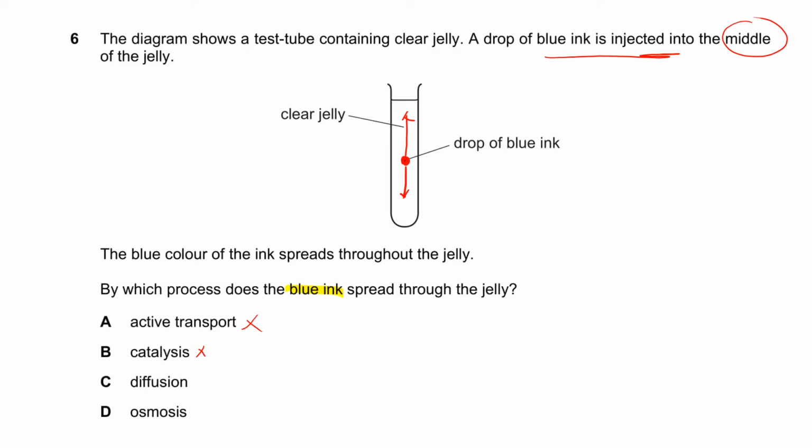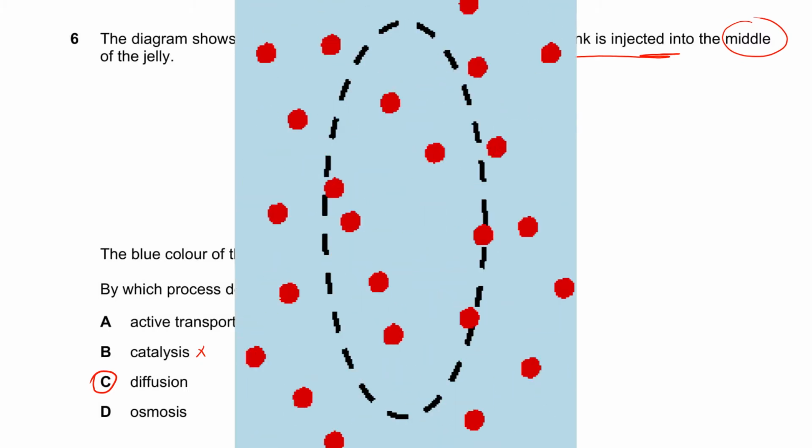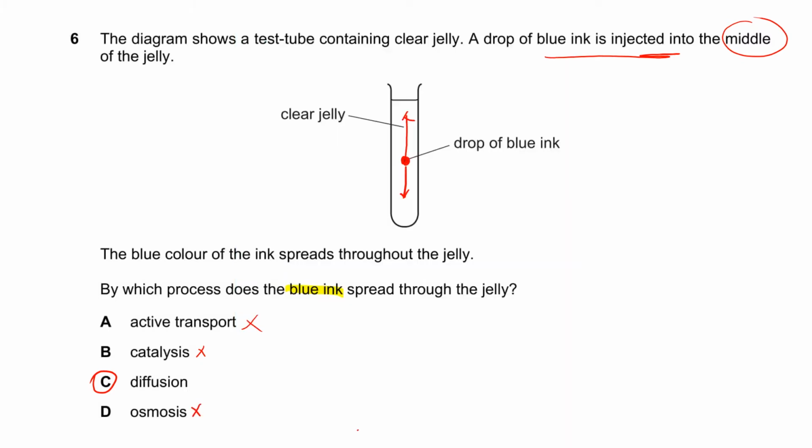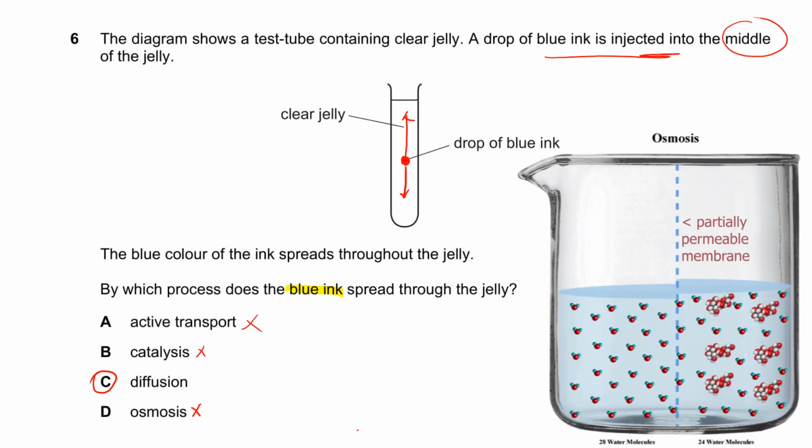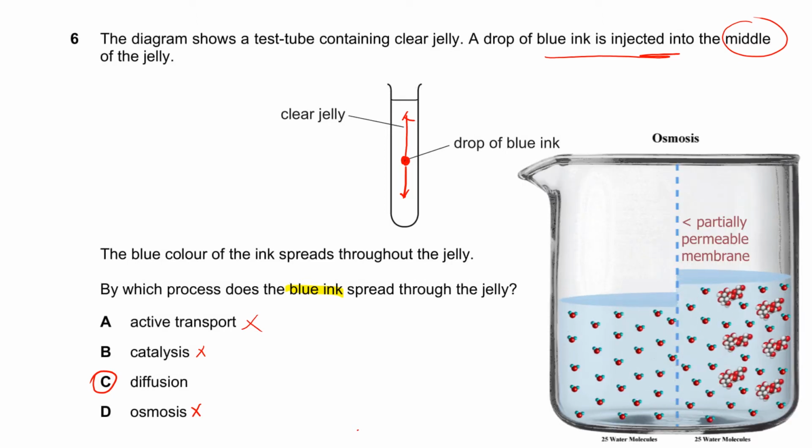It's not catalysis because there's no enzyme or any catalyst to speed up the chemical reaction, and it's not even a chemical reaction. It is diffusion because it's moving from an area of high concentration to low concentration. It's not osmosis because it's not the water that's moving, and there's no partially permeable membrane.